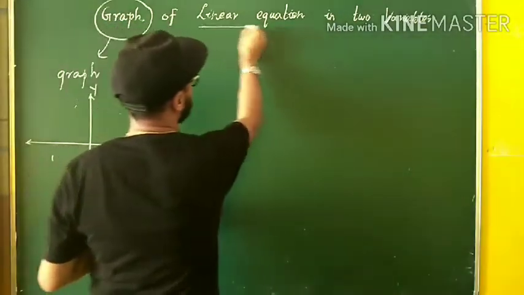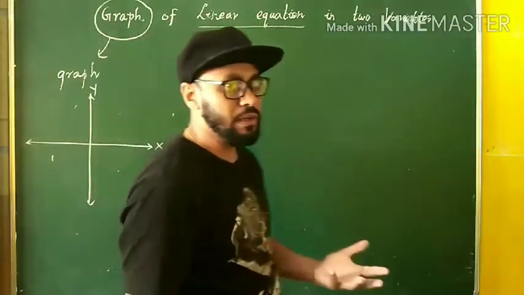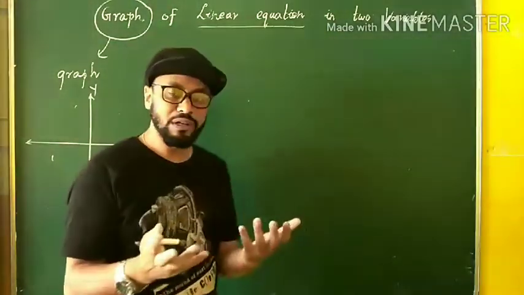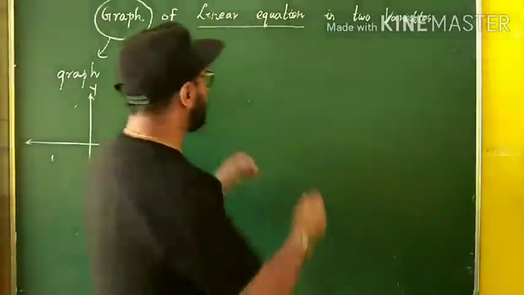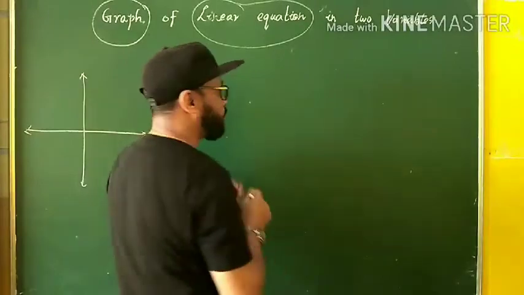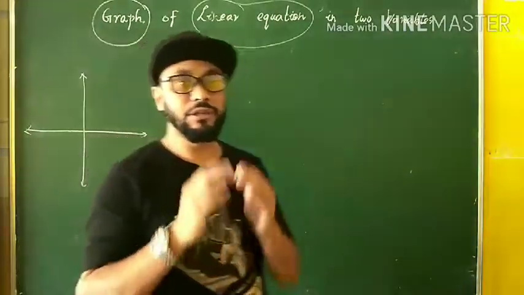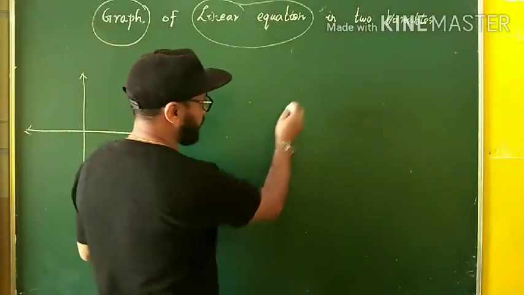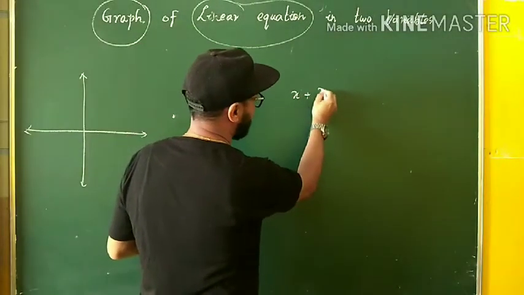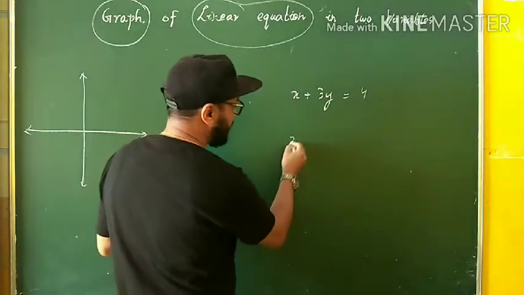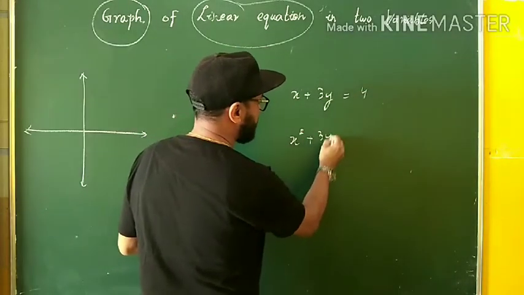Now the second term is linear equation. Now what does it mean? Now linear equation is an equation, and in an equation, we relate two terms. So linear equation is an equation in which the power or the degree of the variable used is always 1. So what does that mean? Let me explain with an example. Now let's take an example of this equation: x plus 3y is equals to 4 and x squared plus 3y is equals to 4.